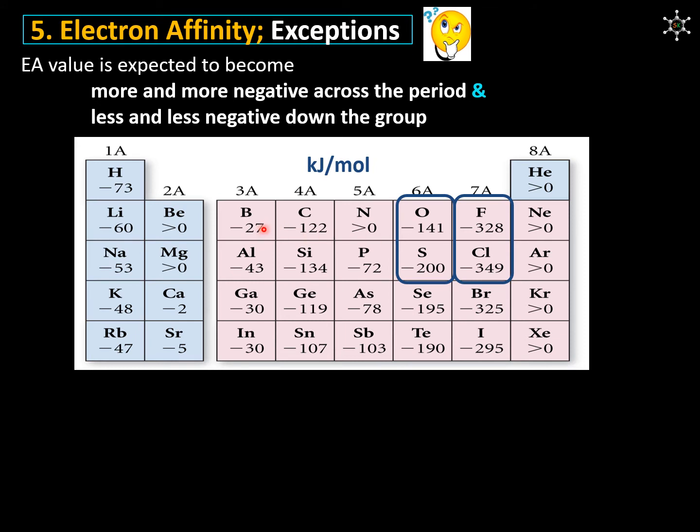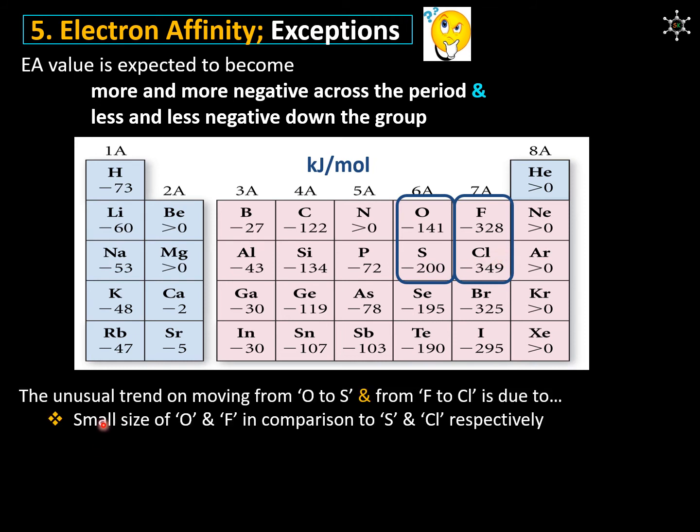Two more points we can see while moving from boron to aluminium and while moving from carbon to silicon. Of these 4 points, oxygen to sulfur and fluorine to chlorine are more important because practically electron affinity usage is confined to the oxygen family and fluorine family. The unusual trend on moving from oxygen to sulfur and from fluorine to chlorine is due to the small size of oxygen and fluorine in comparison to sulfur and chlorine respectively.